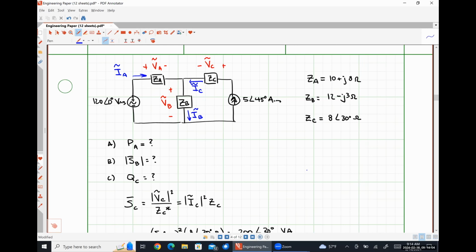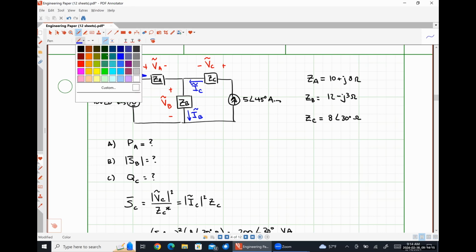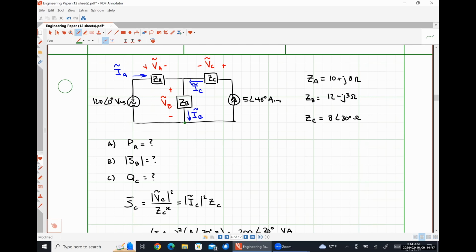So to me, it looks like I could solve for VB rather easily if I chose this bottommost node as ground and solved for this nodal voltage, which is the exact same thing as the voltage drop across impedance VB, right? So that's the path that I'm going to take.